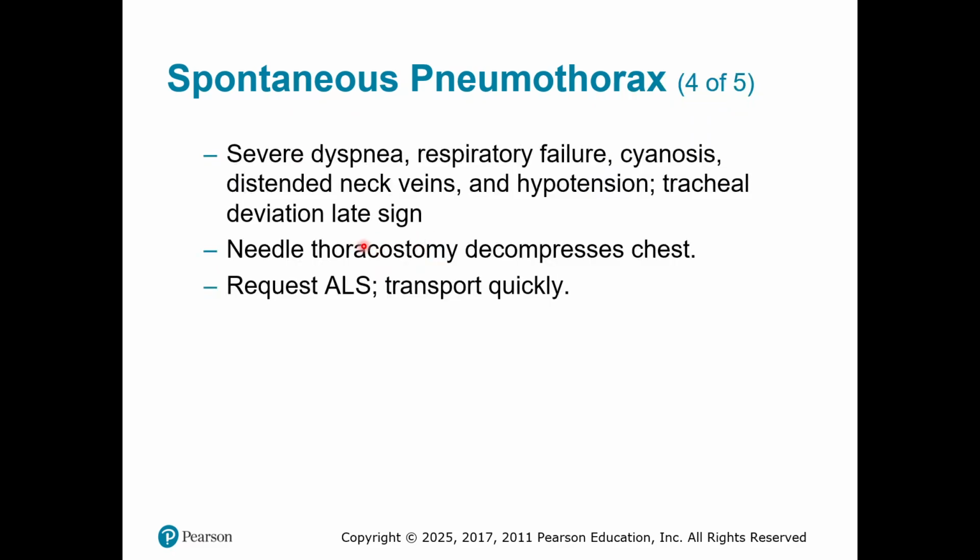Tracheal deviation is a late sign. So if you ever see the trachea deviated, it's going to move to the opposite side. So if the trachea is deviated to the left, it's because the right lung has a pneumothorax. A needle thoracostomy, or needle decompression of the chest, is an ALS procedure. A paramedic can do that. You can request ALS and meet them somewhere in between if you suspect it.